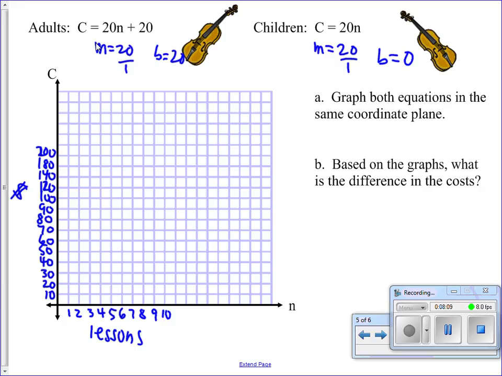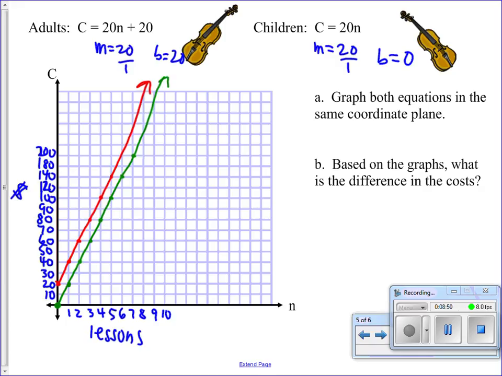All right, let's graph those adults. Those adults start at $20 for their cost, but then they go up 20 and over 1 lesson. Up 20 and over 1 lesson. And we have that line. Come on, you can draw this. All right. Now the children don't start anywhere. So they have 0 as their starting point. But then they go up 20 and over 1. Up 20 over 1. Notice what's happening on this graph.